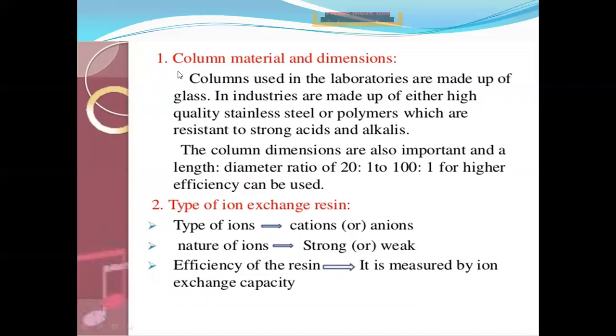What type of column? The composition of the column, and then the dimensions. Columns used in the laboratory are made of glass, generally borosilicate glass. In industries they are made of either high quality stainless steel or polymer, which are resistant to strong acids and alkali. In our laboratory we use a column made of glass, generally borosilicate glass, or sometimes we can also use a burette.